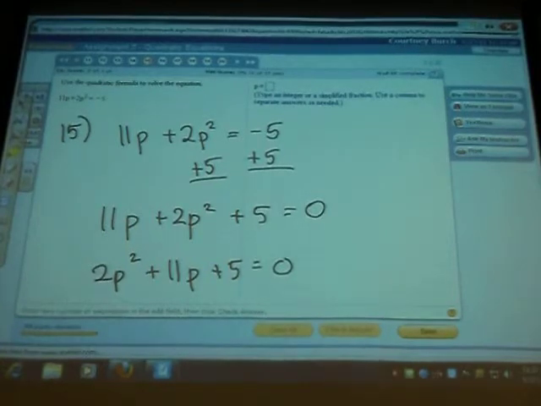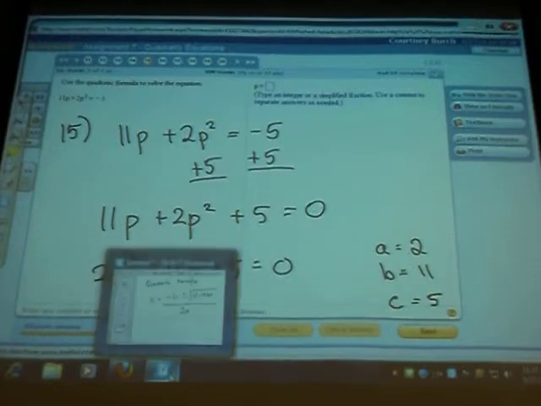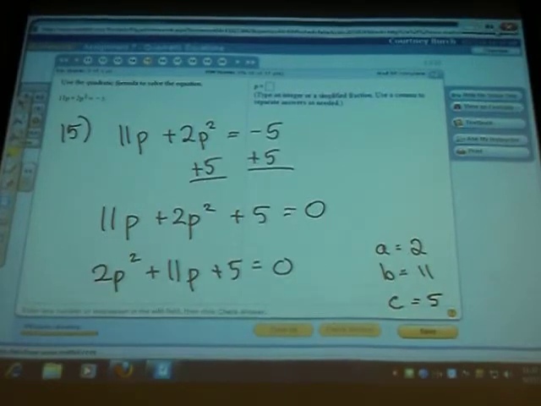Okay? Now I want to identify my a, b, and c and plug them into the formula. So my a would be 2, because I've got 2p squared. My b would be 11, and my c is positive 5. Okay? Okay, let's plug into the formula now.